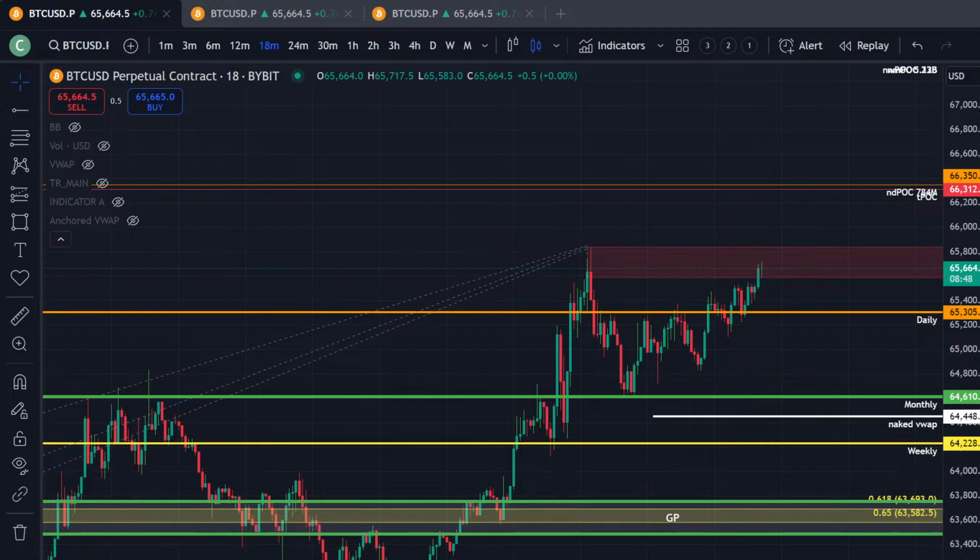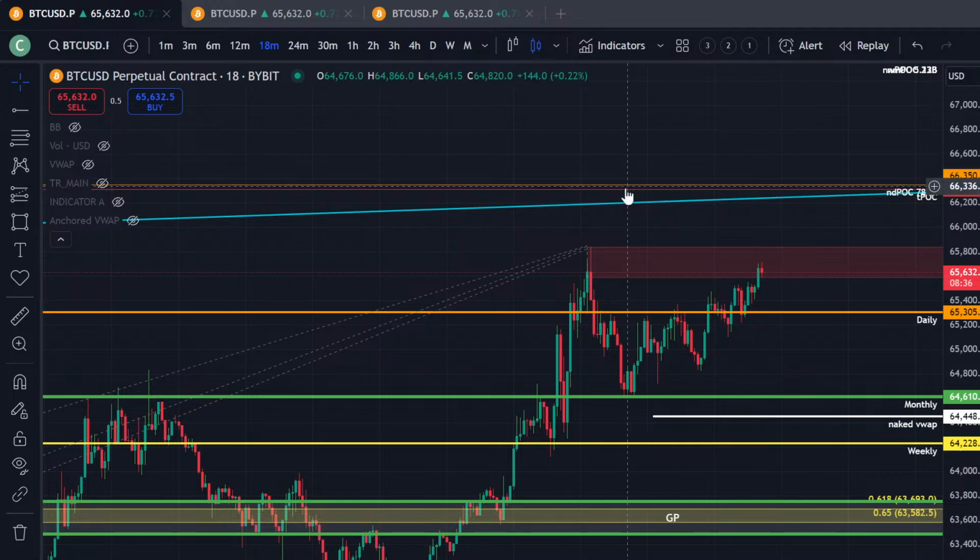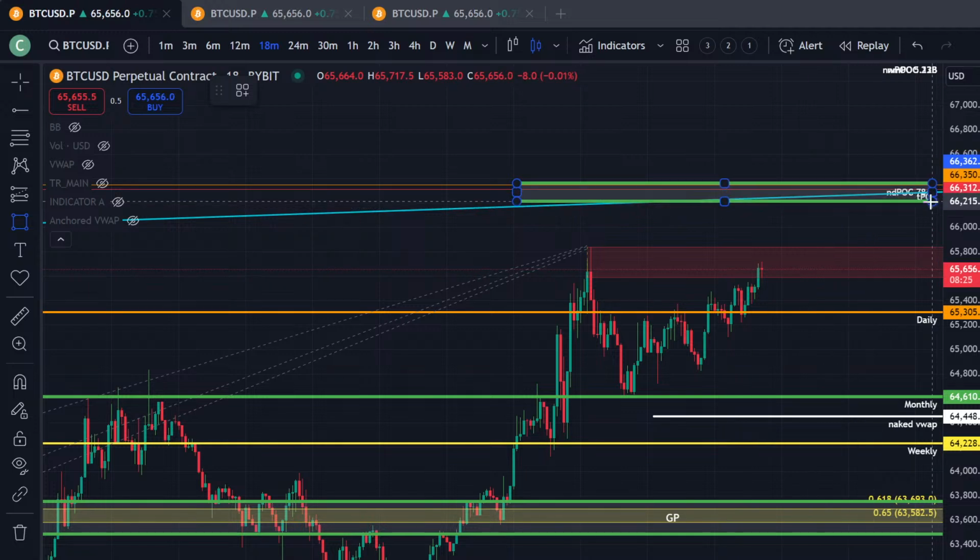Macro range, previous day high there, local, yeah. This is an interesting area, and it also comes in at the fib fan around this area. So I would look for a possible local short at 66.3 around this area.